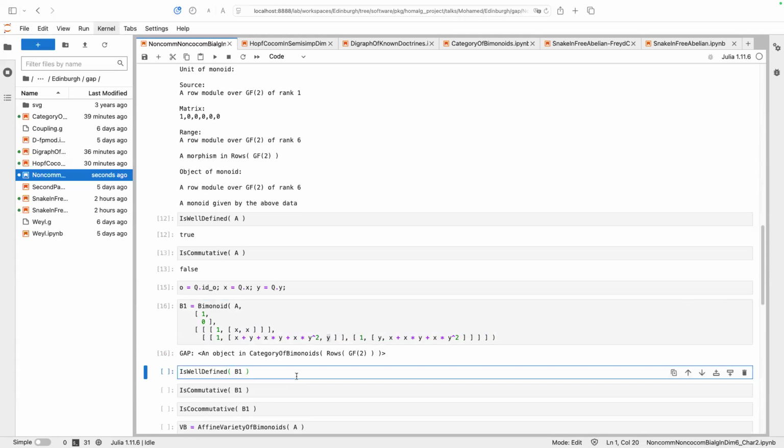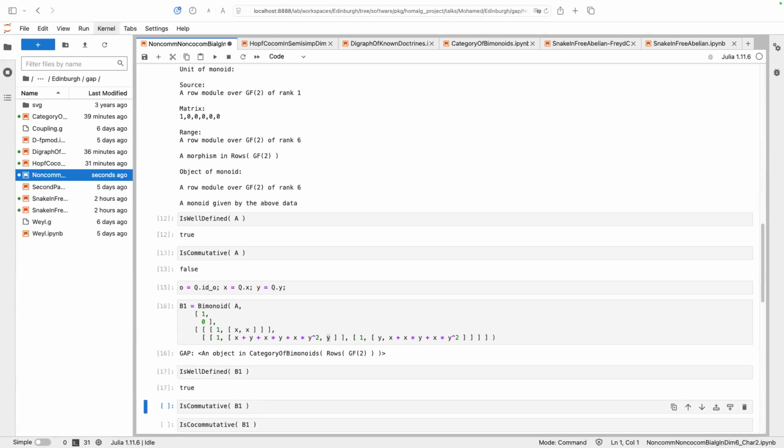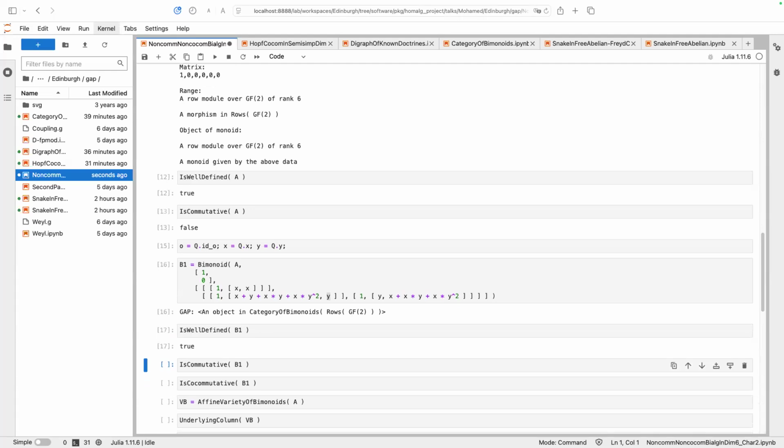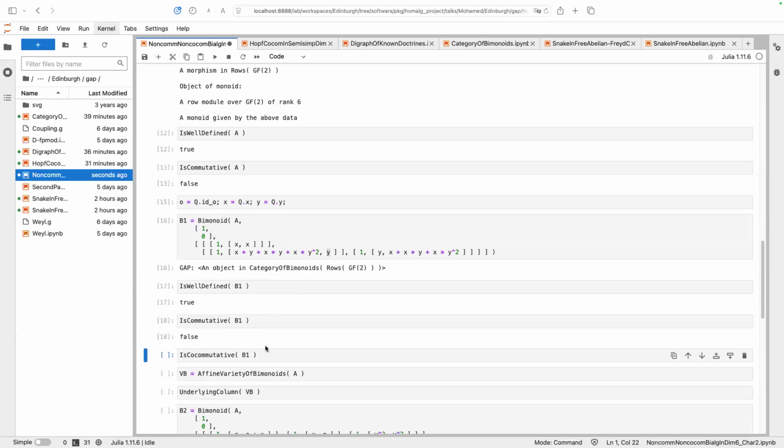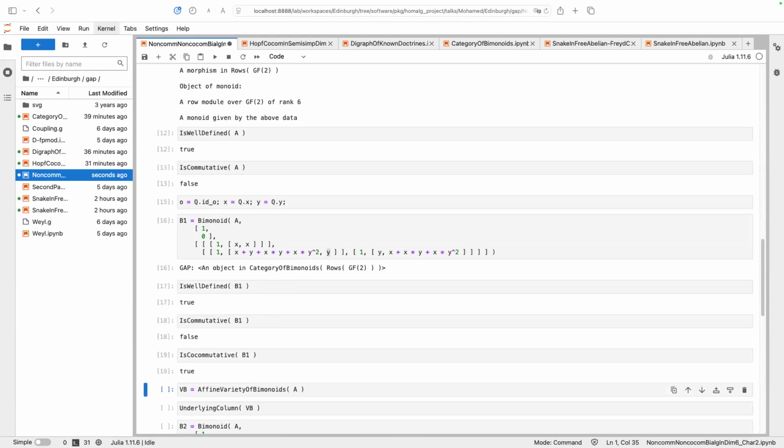Okay, so now I can ask it, is it really a bialgebra? And the answer is true. So this is now a bialgebra internal to vector spaces. Is it commutative? The answer is still no, of course. Is it co-commutative? The answer is yes. So Juan's question was, could you find a non-co-commutative one?